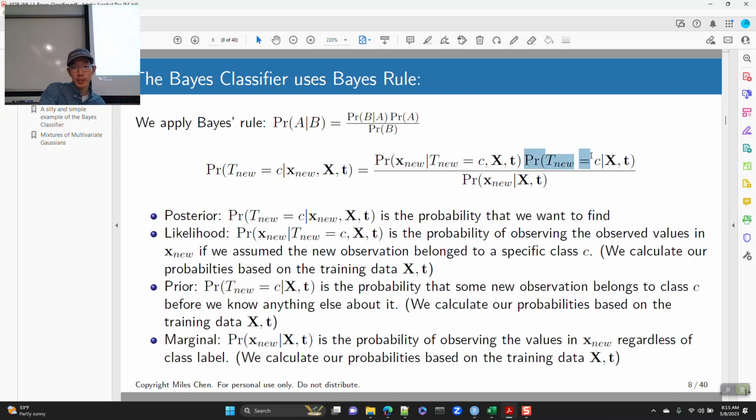The prior probability is just the probability that some new observation belongs to class C before we know anything else about it. So regardless of what kind of X value we see, even if we don't know anything about the person's height or whatever it is, what's the probability the person is a certain gender, or whatever classification we're talking about. And then the marginal is just the probability of getting this X value regardless of whichever class they belong to.